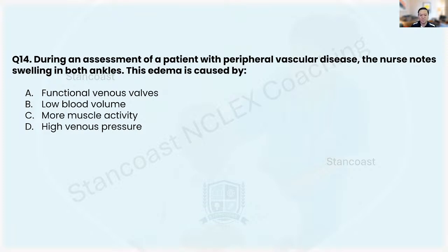All right. The question here states, during an assessment of a patient with peripheral vascular disease, the nurse notes swelling in both ankles. This edema is caused by A, functional venous valves, B, low blood volume, C, more muscle activity, D, high venous pressure. This is a very easy question.